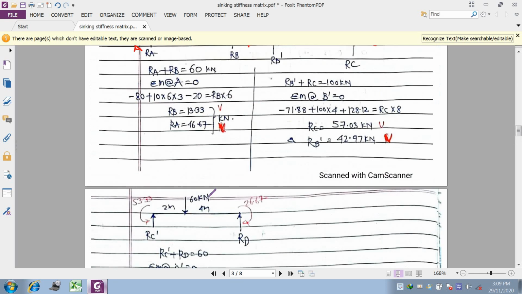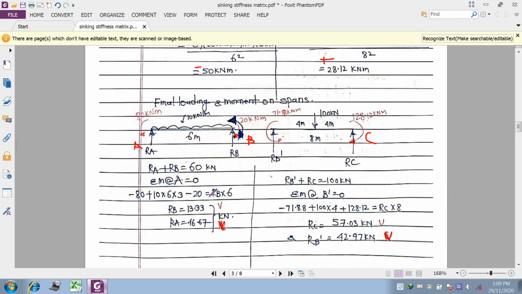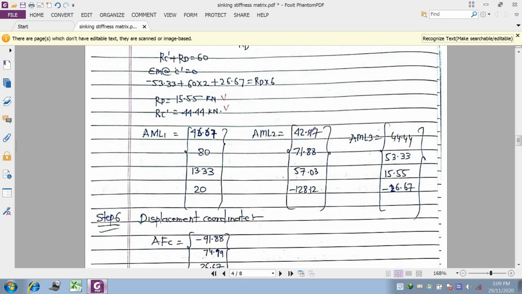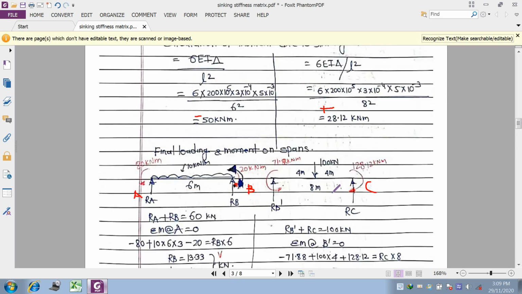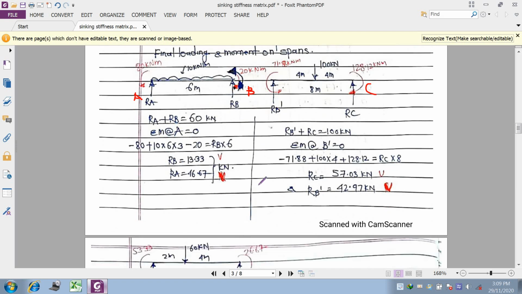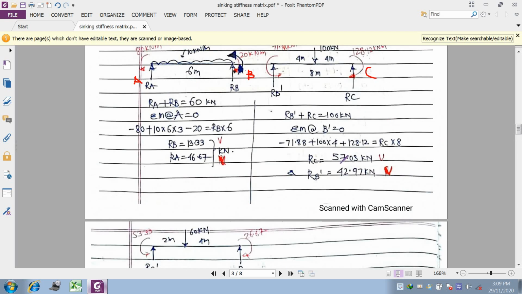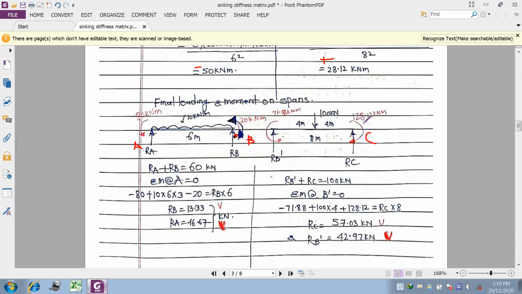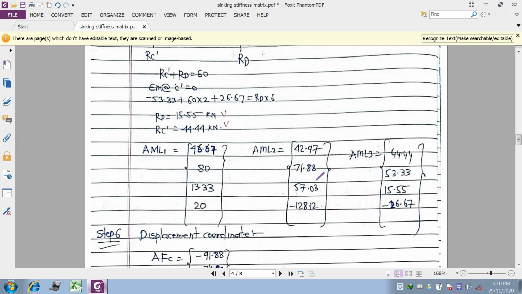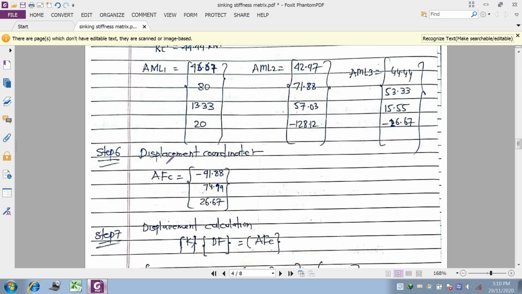Similarly AML2 will be equal to 42.97, 71.88, 57.03 and 128.12. So let us see how this comes from. This is the second case. So RB is equal to 42.97, then 71.88, then 57.03 and then finally 128.12. Here 128.12 is clockwise, so I have put this as minus 128.12. Similarly AML3 will be calculated.